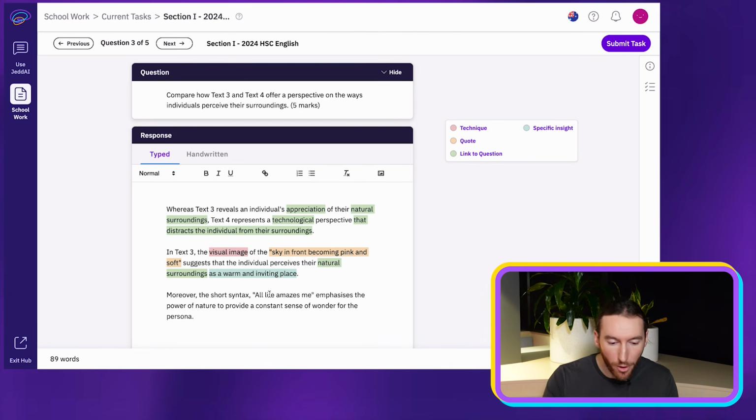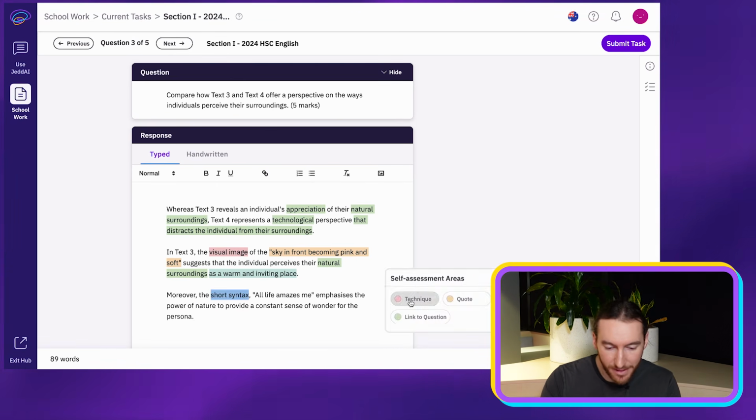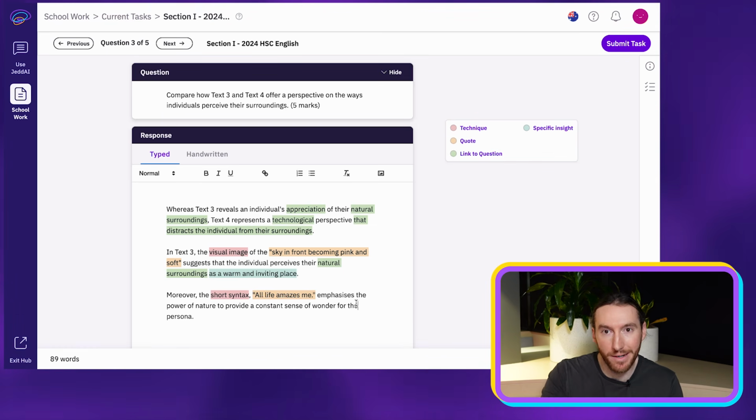Okay, next sentence. Moreover, the short syntax, again, starting the sentence with the technique, "All life amazes me." Now, I should have the full stop in there to show that it is a short sentence, so make sure to include the full stop in that case. Emphasizes the power of nature, emphasizes the power of, such a good phrase to force us to do the right thing here. The power of nature to do what? We have to fill in the blank now. To provide a constant, why do we say constant? Because it says all life, a constant sense of wonder. Why do I say wonder? Because it says amazes. You have to zoom in on specific words from the quote, think about synonyms and related words, and then use those in your explanation while also connecting it to the question. If you can do those two things, you'll get full marks every time.